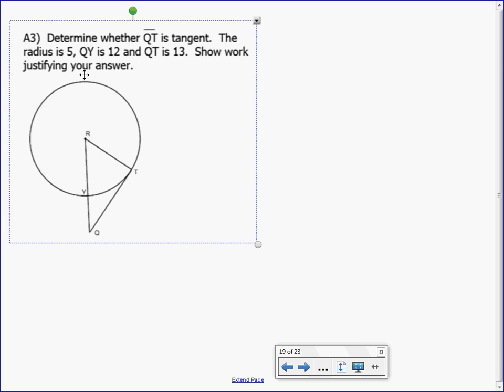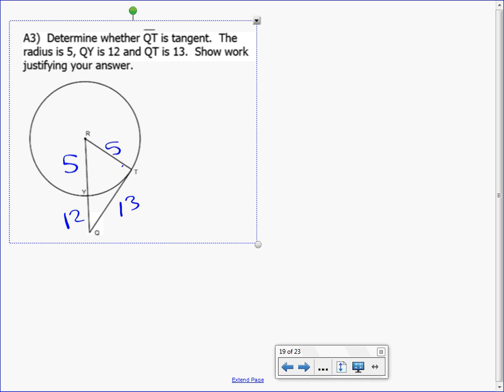All right, A3. Determine whether or not QT is tangent. The radius is 5. So that's 5, that's 5. QY is 12. So QY is 12, and QT is 13. This problem is exactly like A2. The only difference is you have to write the information on the diagram yourself.